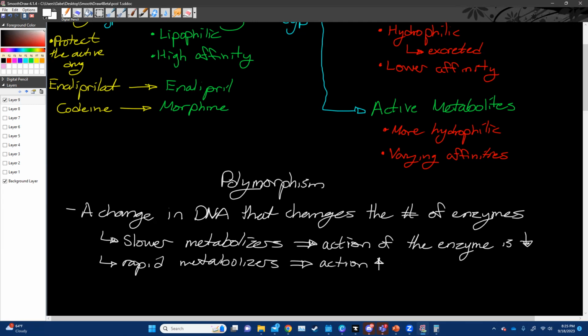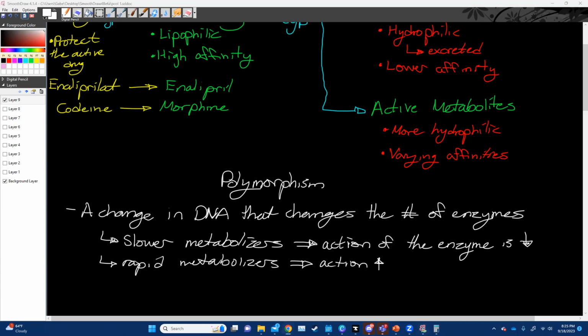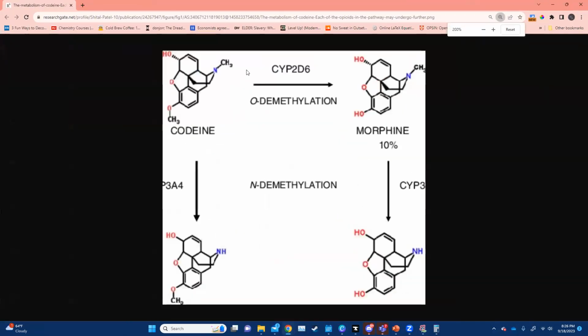What can happen, though, is depending on what kind of drug we are dealing with, you can end up with different effects. I want to look specifically at codeine. Here's codeine. So codeine, if people don't know, is an opiate. It's usually used for cough suppression, but sometimes it can also be used for pain, although very unusually nowadays.